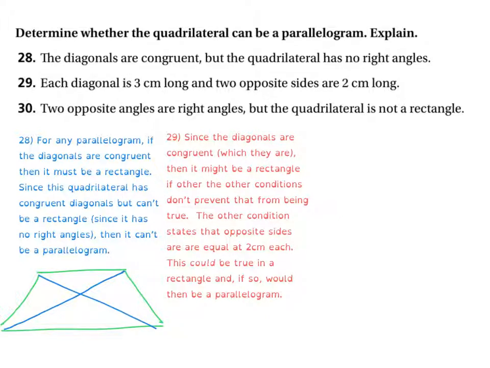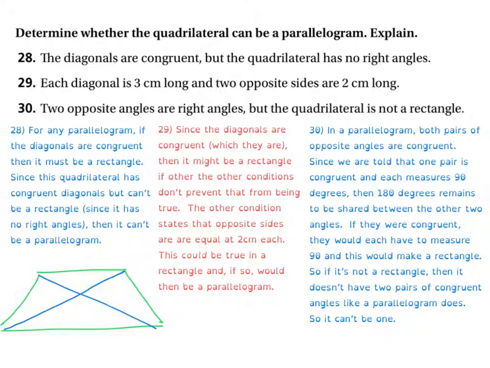So what kind of figure could look like that? First, let me write out what I was saying. Then I'll show you a figure that would look like that. Okay, so how do I write this? In a parallelogram, both pairs of opposite angles are congruent. Since we're told that one pair is congruent and each measures 90 degrees, they say they're right angles, then 180 degrees remains to be shared between the other angles, and if they were congruent, they would have to each measure 90 to split that equally and be equal measure. And this would make a rectangle. So if it's not a rectangle, then it doesn't have 2 pairs of congruent angles like a parallelogram does, so it can't be one.